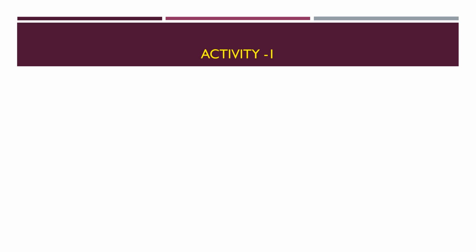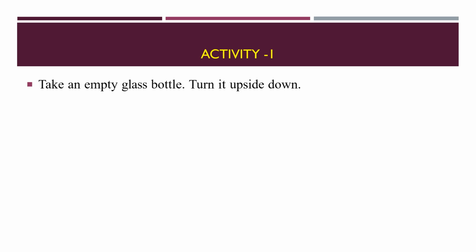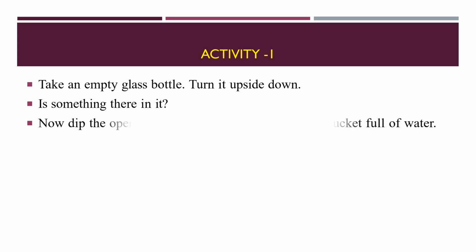Children, today we are going to do many activities. This is activity number 1. You can also try it at home. Take an empty glass bottle, turn it upside down. Is something there in it? Now dip the open mouth of the bottle straight into a bucket full of water. You have to just take the empty glass and put it inside the bucket full of water.